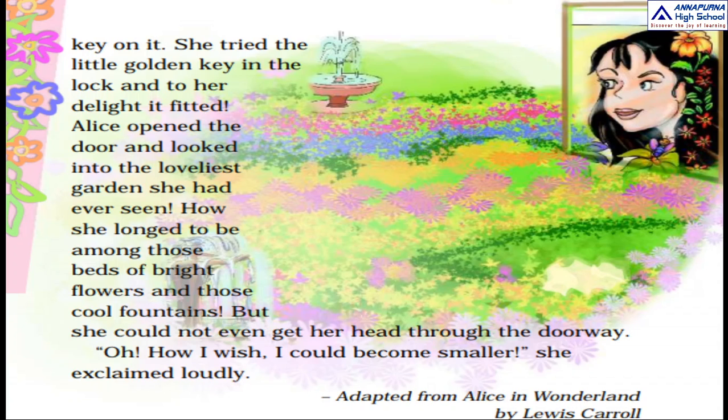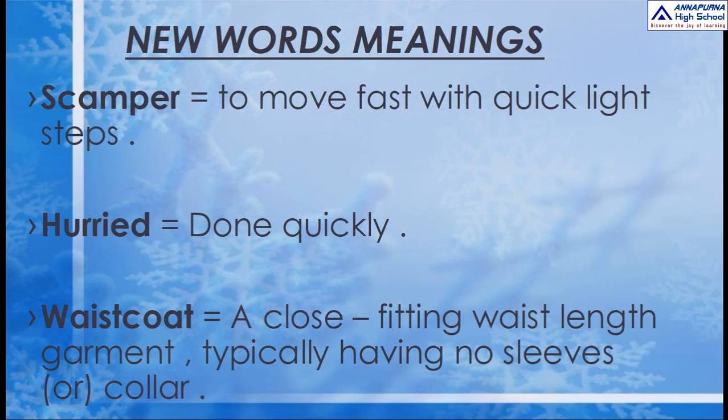Okay, now let us see new word meanings one by one. Here the first word is scamper. Scamper means to move fast with quick light steps. I repeat, to move fast with quick light steps. Hurried. Hurried means done quickly. Hurried, done quickly. Next word is waistcoat. Waistcoat means a close fitting waist length garment typically having no sleeves or collar. Okay, a close fitting waist length garment typically having no sleeves or collar.